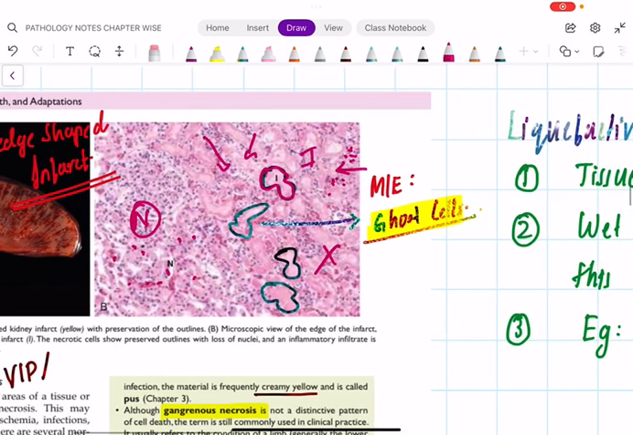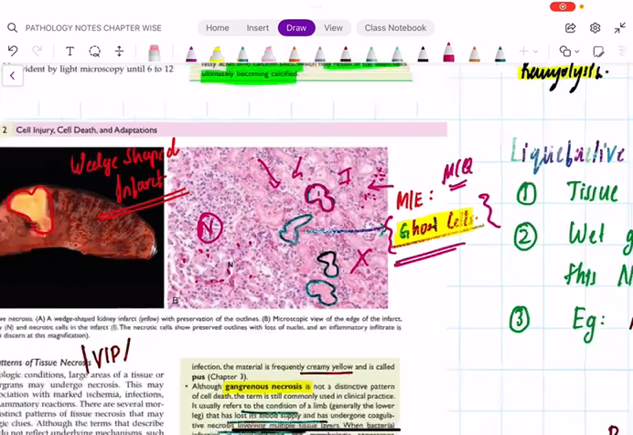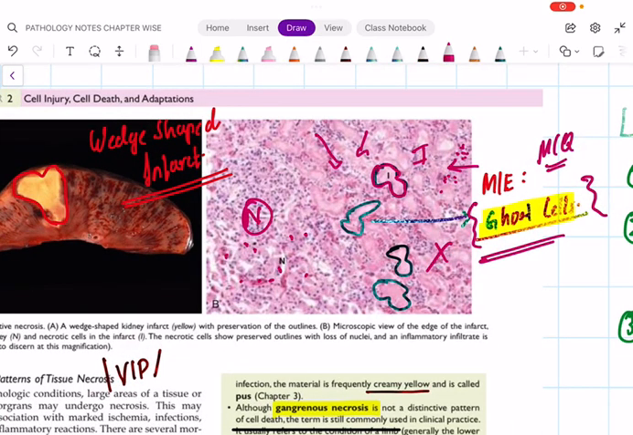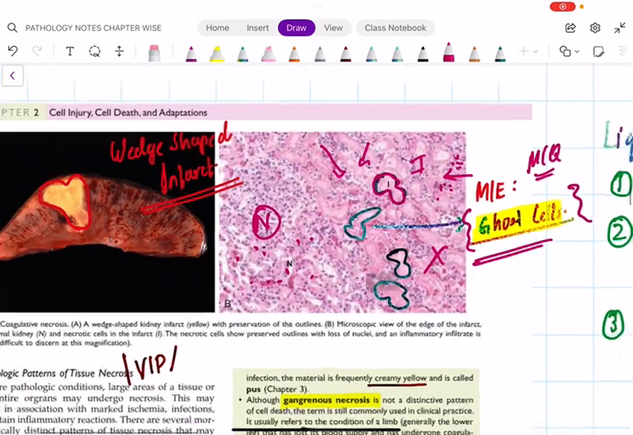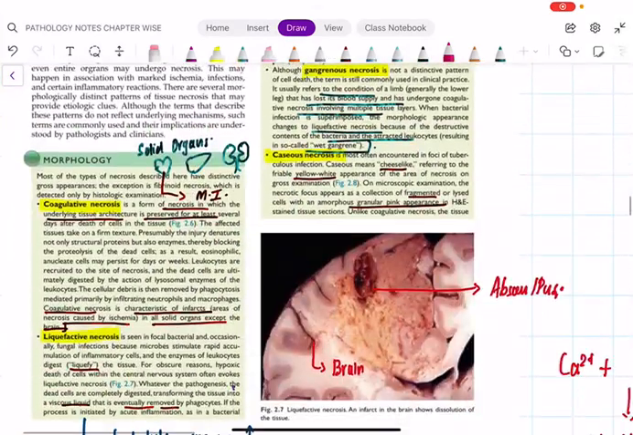So, on microscopic examination, there will be inflammatory infiltrate, there will be loss of nucleus, and all these we call ghost cells. Of course, it is a potential MCQ question. Ghost cells are a feature of coagulative necrosis. Fine. These are not mentioned in Robbins. Okay, high yield. Okay, I hope that is clear for you. Yes. So that is coagulative necrosis.